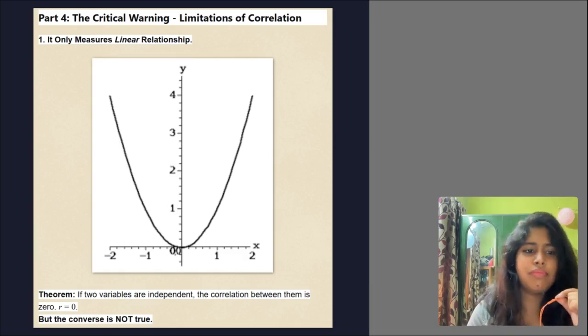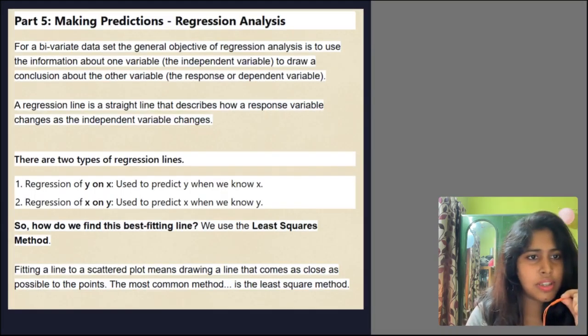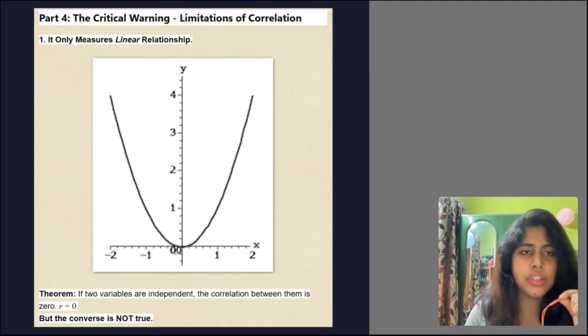Alright? Number two is correlation does not imply causation. Just because two things move together, it doesn't mean one causes the other. This is a classic logic trap. See, this leads to a vital statistical truth. If two variables are independent, their correlation is 0. No, this is not written here. Let me tell you this, okay?